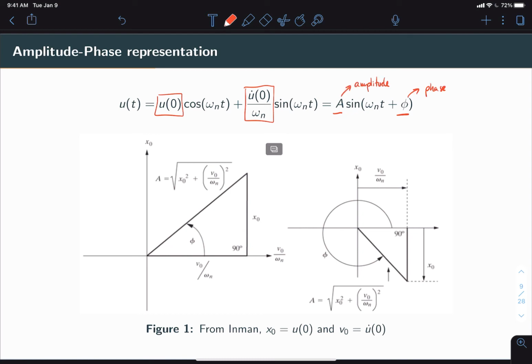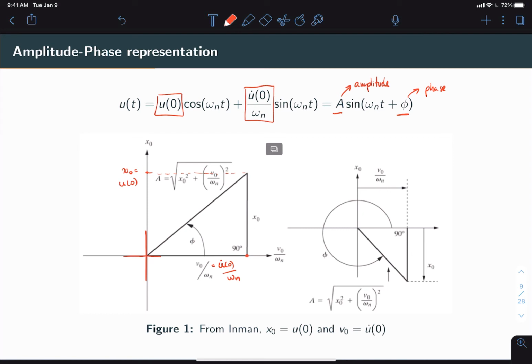As shown here, you can imagine this relationship graphically. If we have an axis for the cosine term, which is the y-axis, and an axis for the sine term, which is the x-axis, we can plot the corresponding amplitudes for each of those two sinusoids, which would be v0 over omega n, or this is the same as saying u dot 0 over omega n, and x0 or u of 0. So those are the amplitudes of each of the corresponding sine and cosine terms.